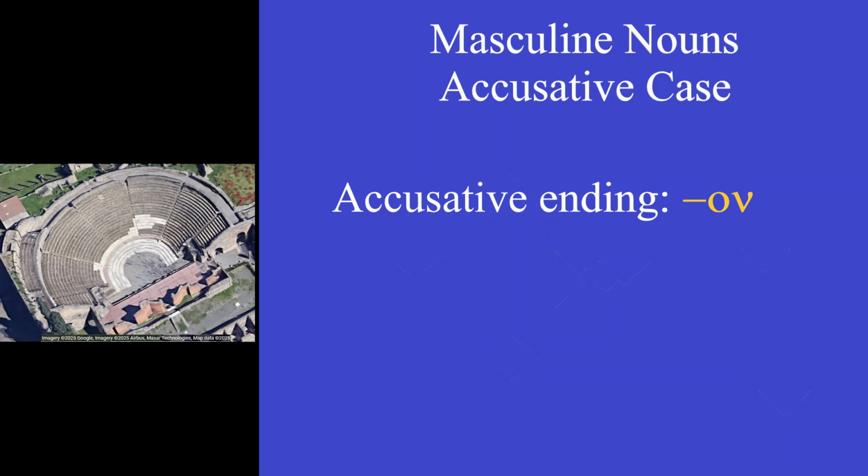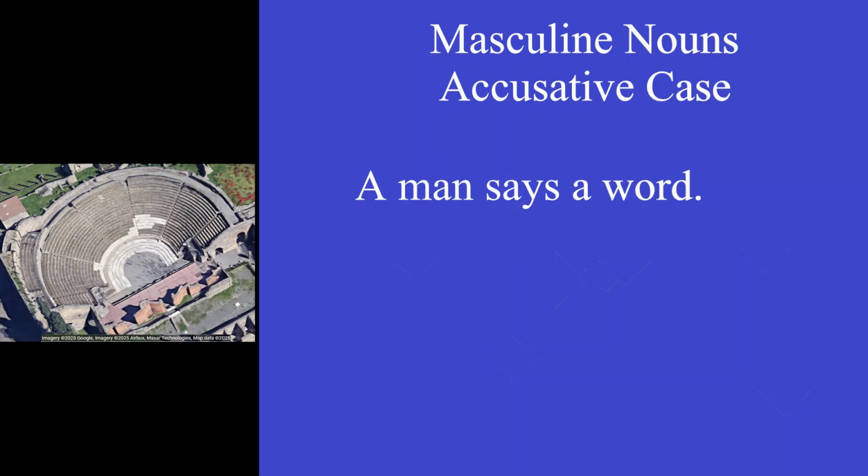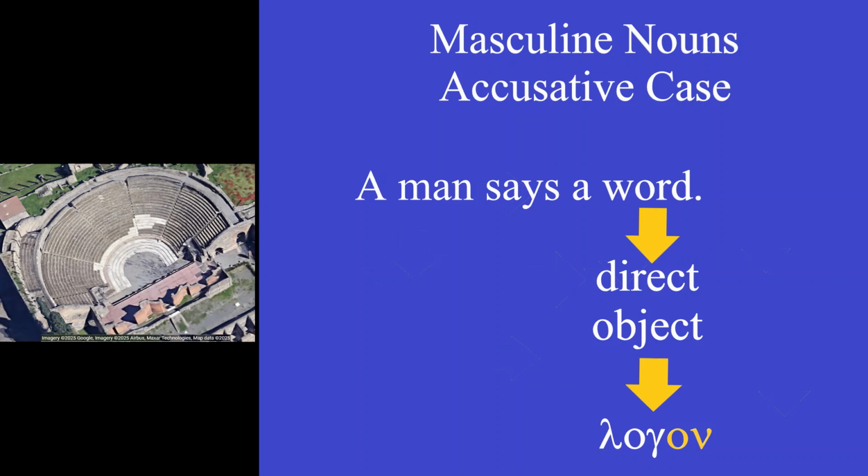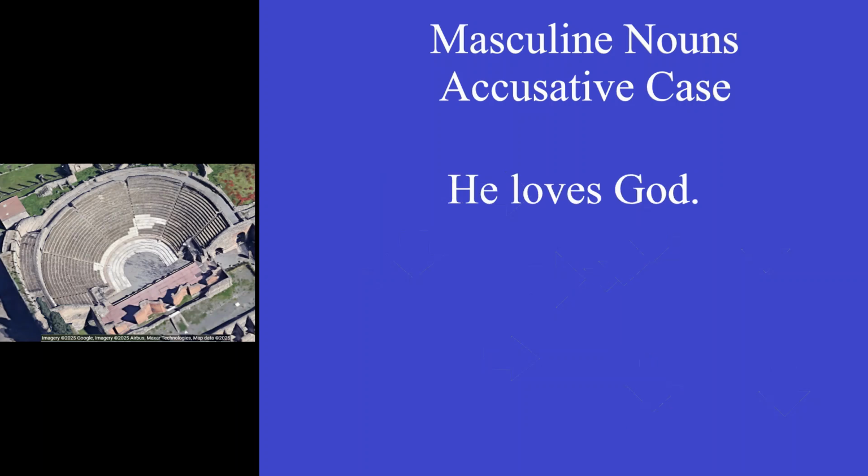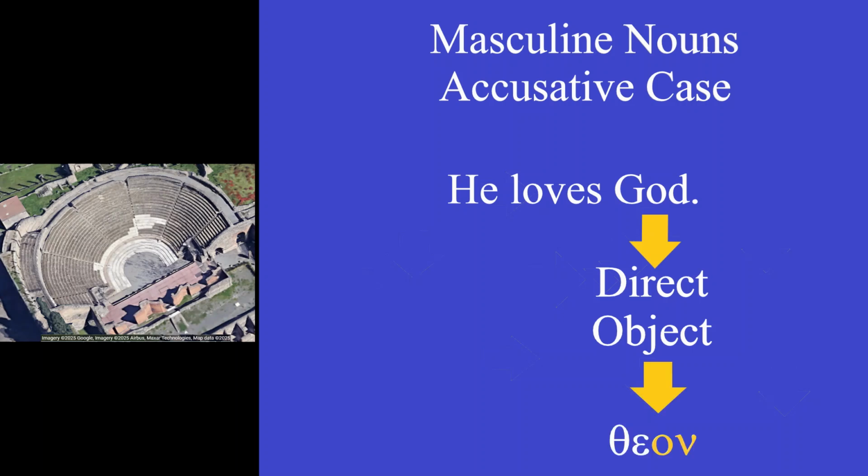In Greek, the masculine singular form for the accusative case is omicron nu. So in the sentence, a man says a word. Word, logos, is in the direct object position, so it would become logon. In the sentence, he loves God, God, theos, is the direct object, so God becomes theon.